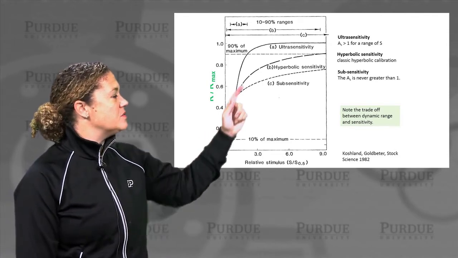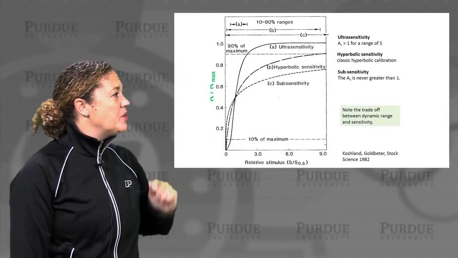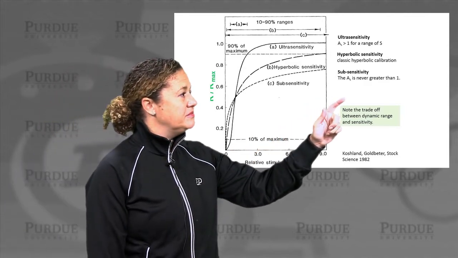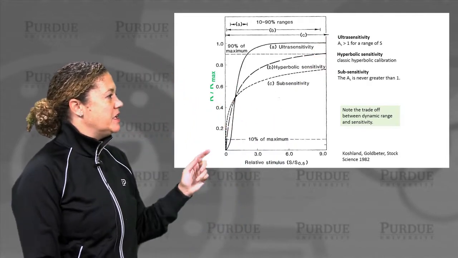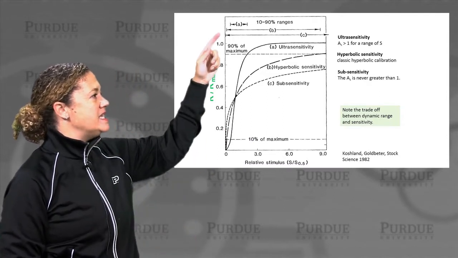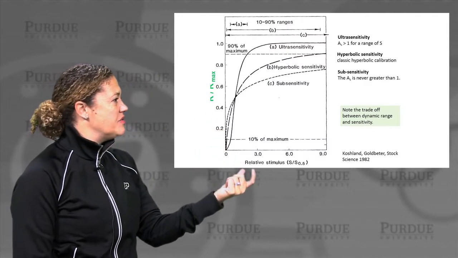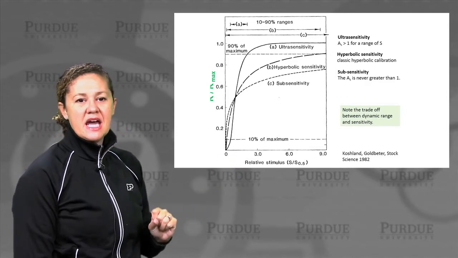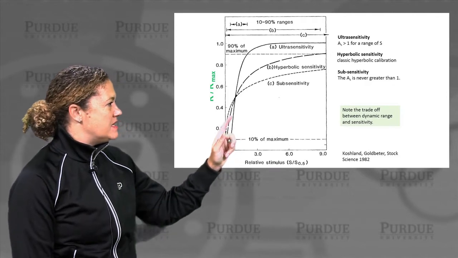And if we look at this response now, we can also generate systems that we'll define as either subsensitive or ultrasensitive. And if we look at this shift, particularly in this range between 10 and 90% of the response size. So this is the width of our stimulus that gives us between this 10 and 90% range of our total response. And we look at the steepness of this curve.